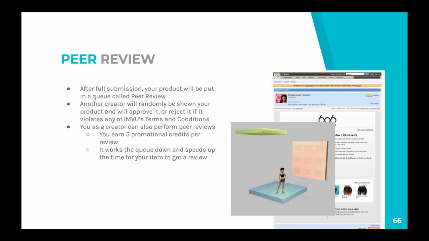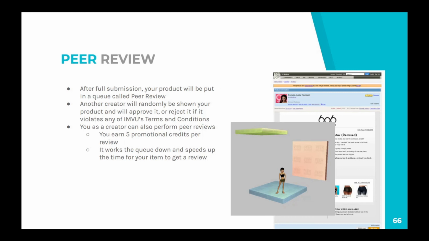Now, as a creator, you're invited and encouraged to go and do peer review, which is good and bad. The only reason I would tell you to do it is to speed up the queue. So if you put something in the queue and you're impatient, go and start doing peer reviews so it'll hopefully start speeding it up. IMVU does give you 5 promotional credits for every item you review, although I don't find much use for promo credits. I don't think any of you do either. But that's the extra incentive. But the real incentive should be just to speed up the queue.